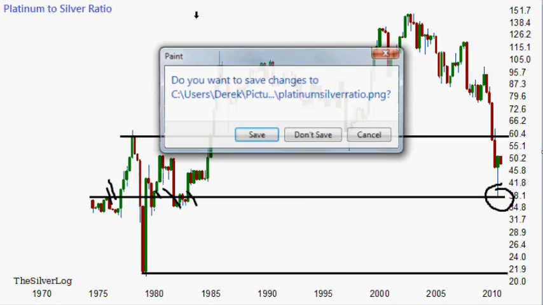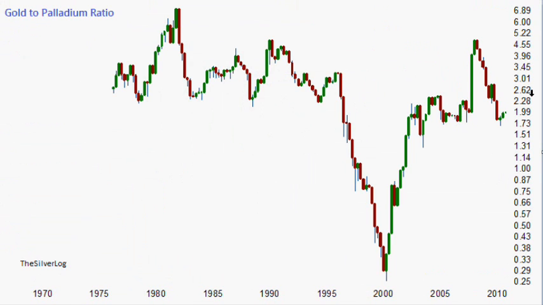We'll now go to the gold to palladium ratio. This is how many ounces of palladium you need for an ounce of gold. At one point up in here in 1980, when gold was near its top, you needed close to 7. Then it went down to a quarter. In fact, you needed 4 ounces of gold to get 1 ounce of palladium in 2000, as gold was around $250 an ounce and palladium around 1,000. Since then, palladium has dropped about 20 plus percent, 30%, and gold has just skyrocketed towards the upside.